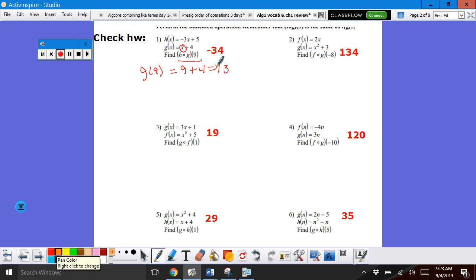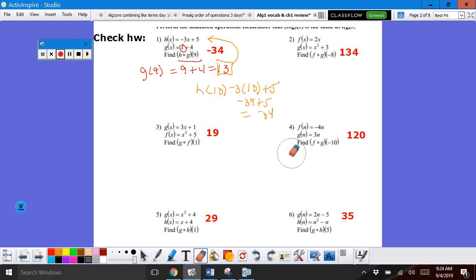Okay, so 13 is the new number I use, and it goes into the h, so it's going to go up here. So h of 13 becomes negative 3 times the 13 plus 5. So negative 3 times 13 is negative 39, plus 5 is going to take me to negative 34. So again, it tells me which one to do first, okay? The closest one to the number is the one that I do first.